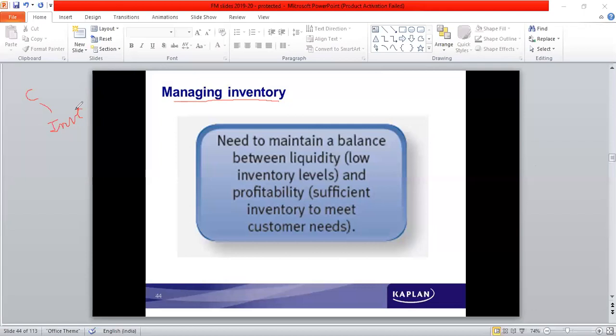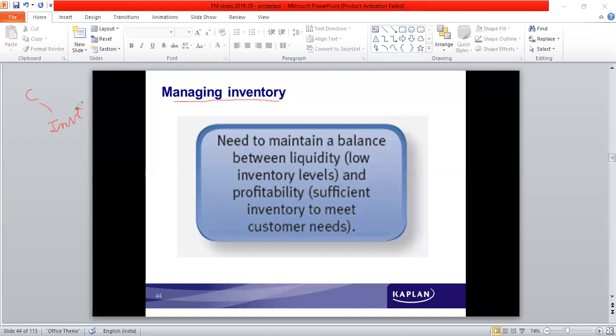Second one, if they maintain low amount of stocks, in that case, there may be a problem with the availability of material to the production department. That is a possibility. Second, they cannot avail those discounts. Third one, suddenly when there is additional demand arising, they will not be able to meet the customers requirements. So that impacts their profitability. So when sufficient material is not available, that will have an impact on their overall profitability.